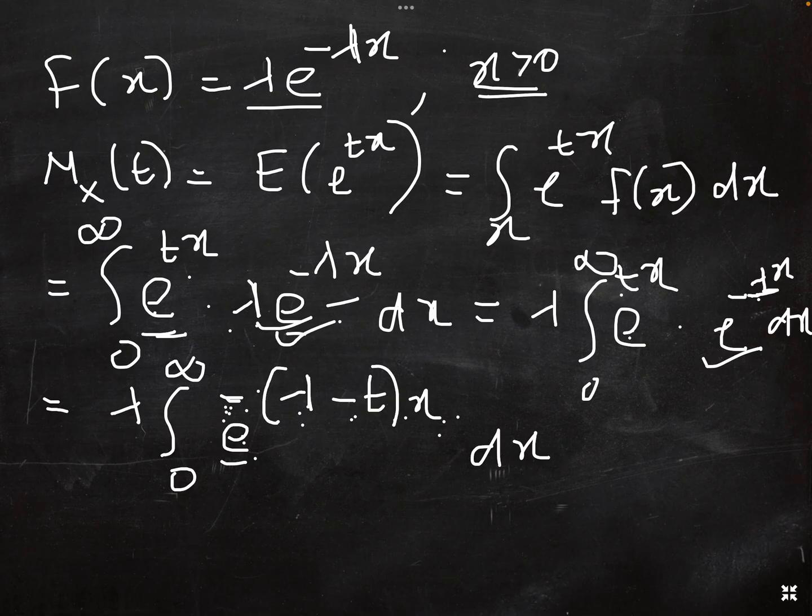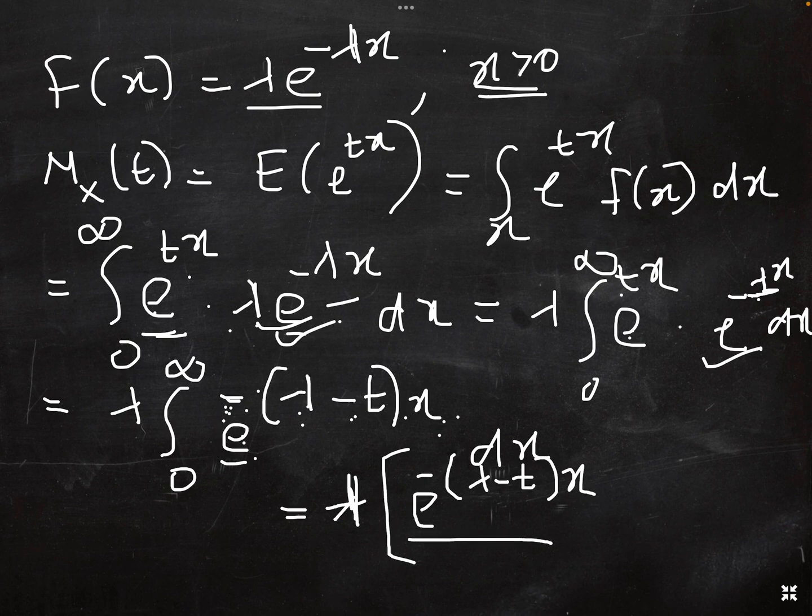We integrate it with respect to x. Lambda, we integrate e raised to minus lambda minus t x, that is lambda e raised to minus lambda minus t x, and integrating gives e raised to minus lambda minus t x.